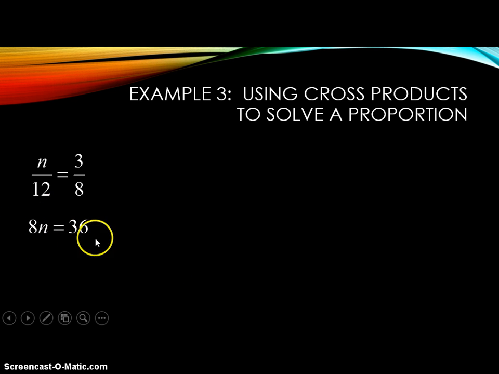All right. I then divide both sides by 8, and I get n equals 9/2, or you could write that as 4.5. It's up to you. Let's take a look at one that's slightly more difficult.